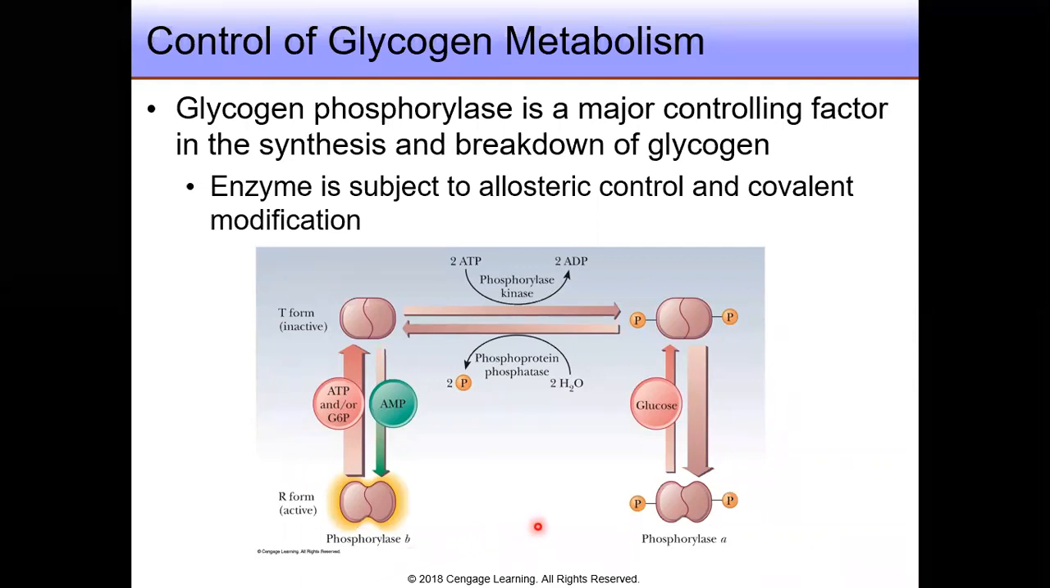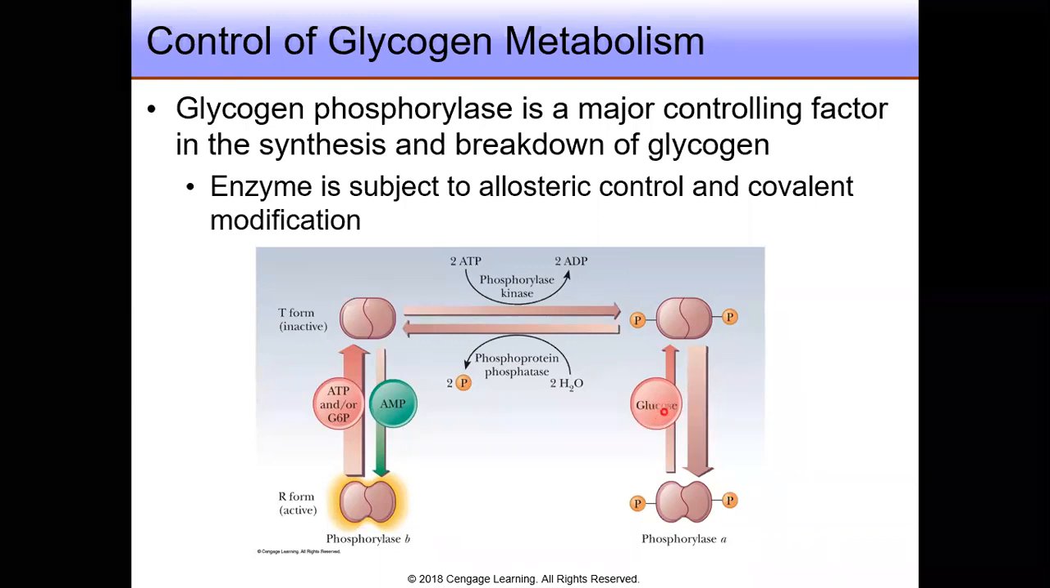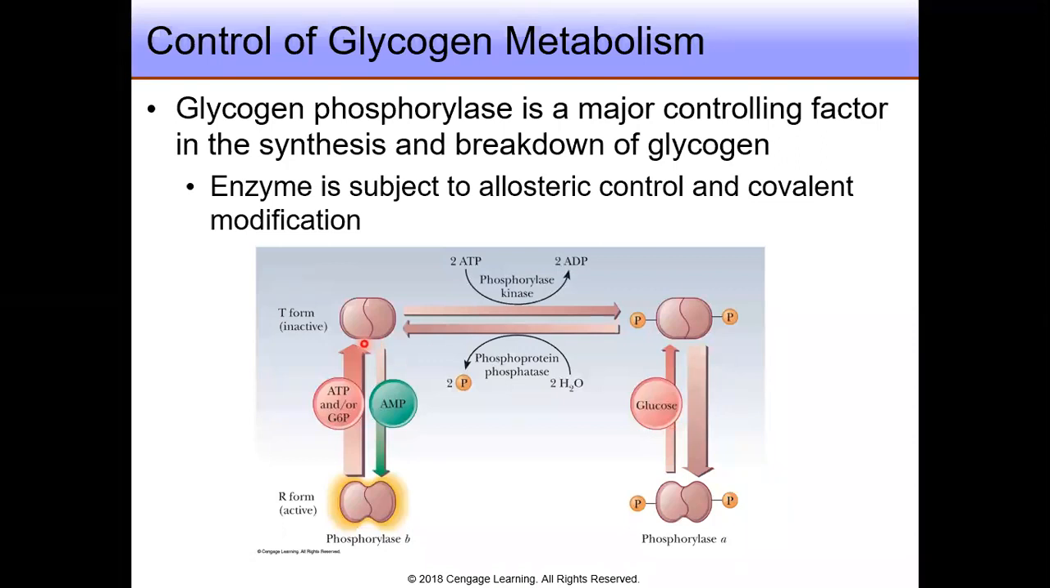Now, the switch from B to A is the major form of control over the activity of phosphorylase. What happens in the liver, for example? Here in the liver, glucose is an allosteric inhibitor of phosphorylase A. It binds to the substrate site and favors the transition to the T state. This shifts the equilibrium to phosphorylase B.